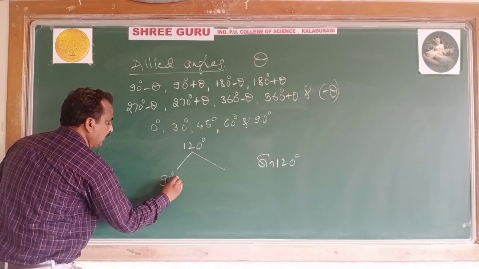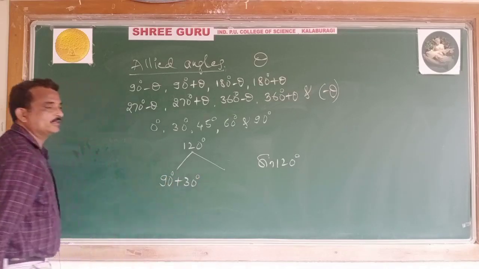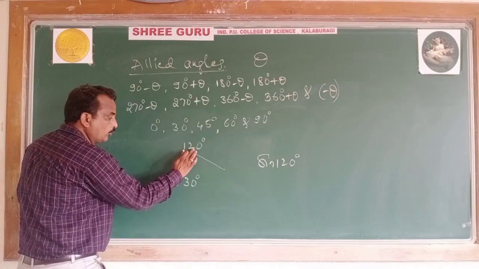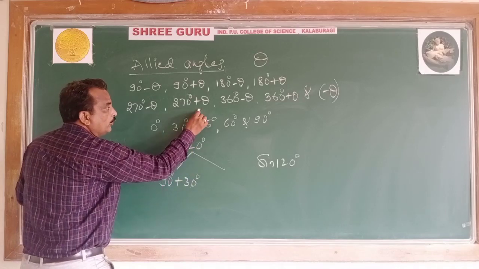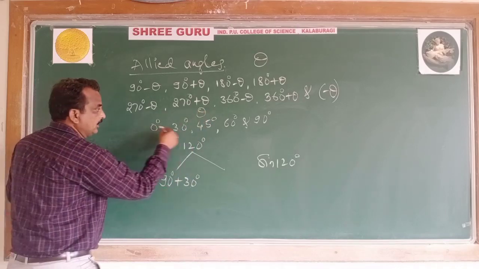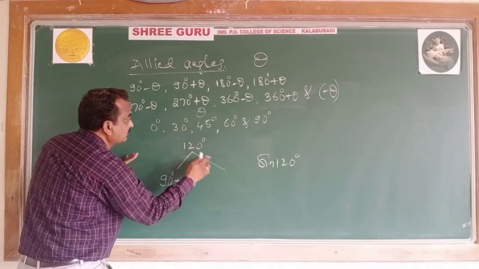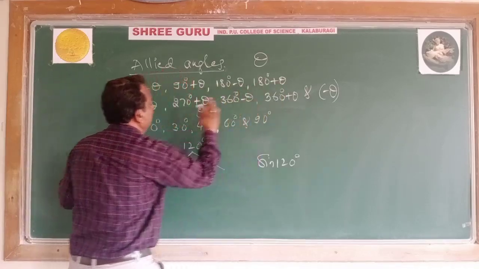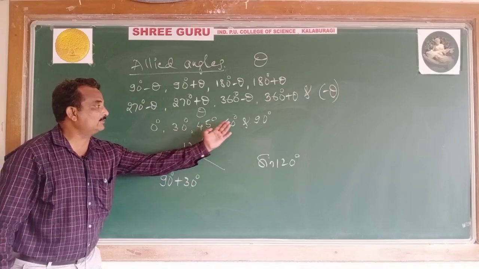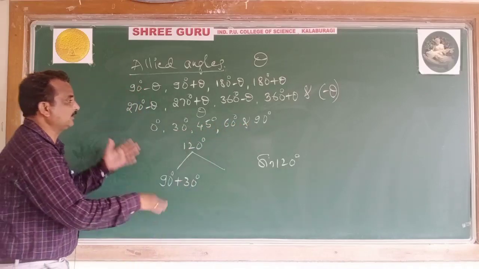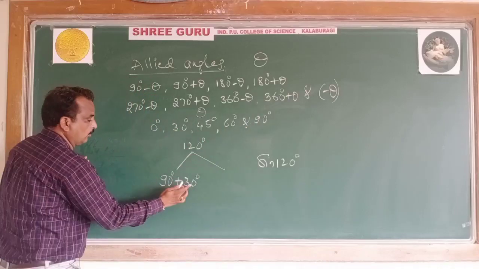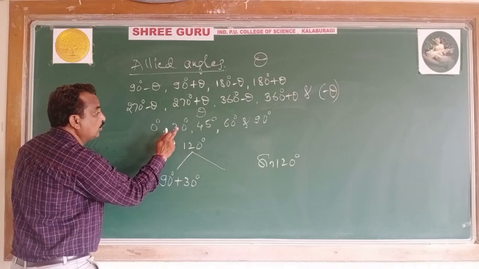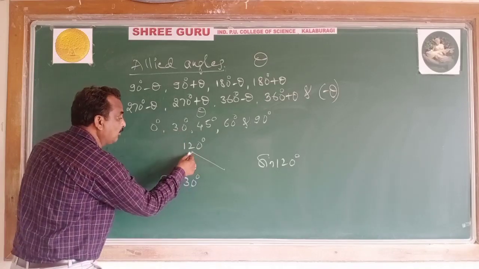See, 120 can be written as 90 degree plus 30 degree, in the form of these allied angles. 90 plus 30 is 120 degree. Theta here is a known angle, a standard angle. So you have to convert such angles in terms of standard angles, where theta is an acute angle up to 90 degree.